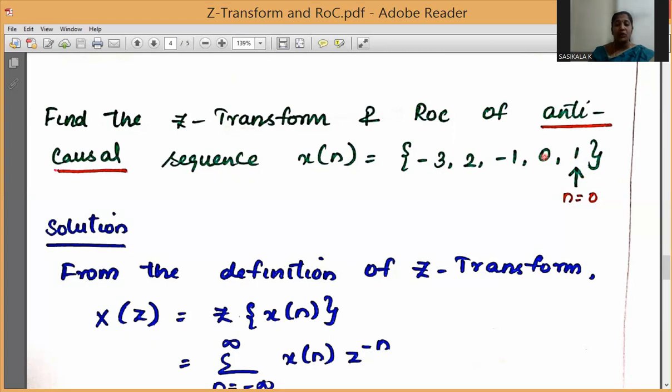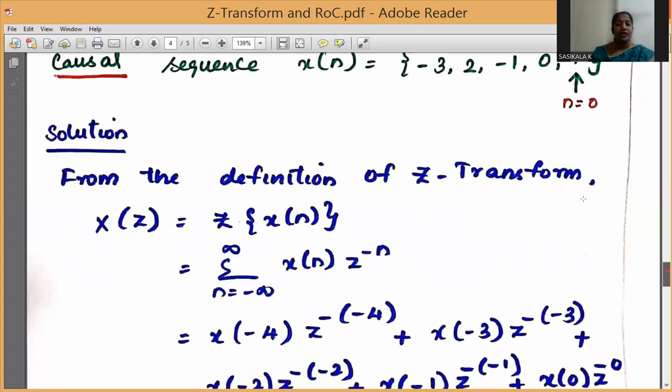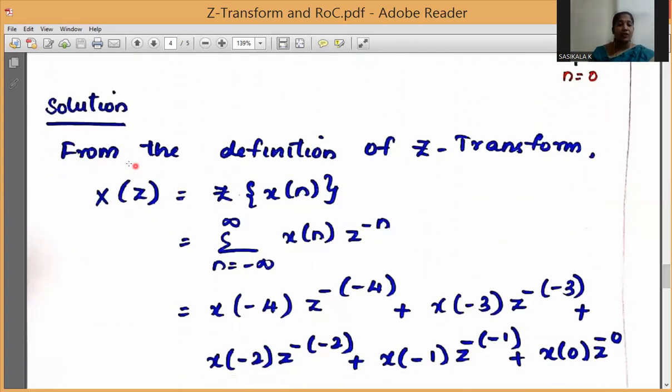So the previous value was n is equal to minus 1, and this is n is equal to minus 2, n is equal to minus 3 and n is equal to minus 4. So my x of n starts from n is equal to minus 4 to n is equal to 0. That's why it is called an anti-causal sequence or a left-hand sequence. First we need to find out the Z transform. From the definition of Z transform, capital X of Z is equal to Z transform of x of n, which is equal to summation n varies from minus infinity to infinity x of n into z power minus n.